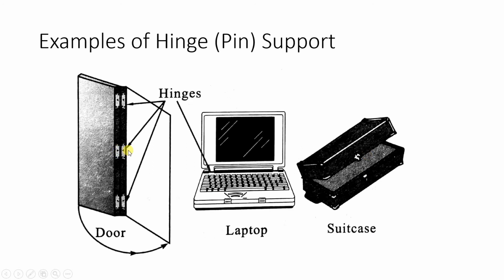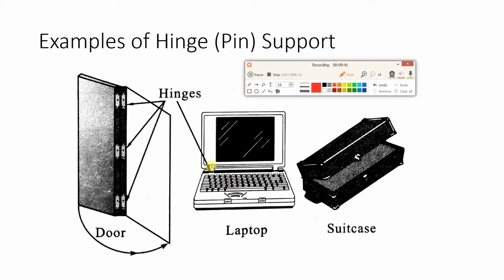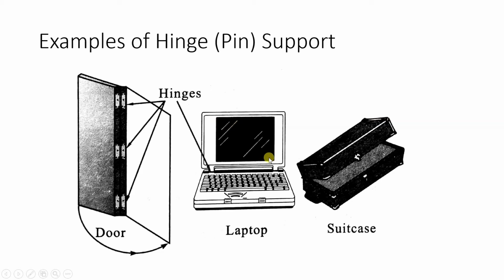Now we will see some examples of hinge support. If you see the door, there are three hinges shown over here. This door can have a moment about this vertical axis, but it cannot be moved in horizontal direction or vertical direction. Same way here you see a laptop. In the laptop, at this location one hinge is there, and here at this location one hinge is there. Then if you consider a suitcase, if you see from this side, you will be able to see hinges. So these are the examples of hinge support.